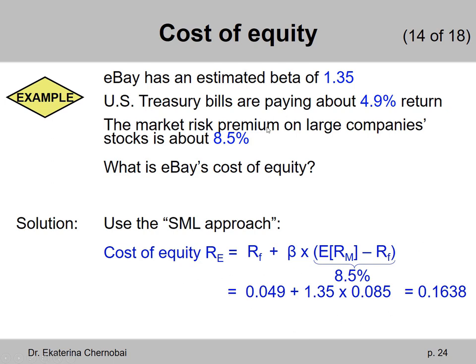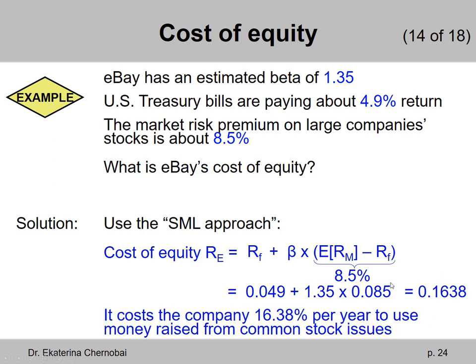Cost of equity equals, in decimals, risk-free rate 0.049 plus beta, which is 1.35, and we multiply the beta by the risk premium for the market, 0.085, which gives us 0.1638. That's in decimals, which is 16.38%. Let's interpret this number. It means it costs the company, it costs eBay, 16.38% per year to use the money raised from common stock issues.